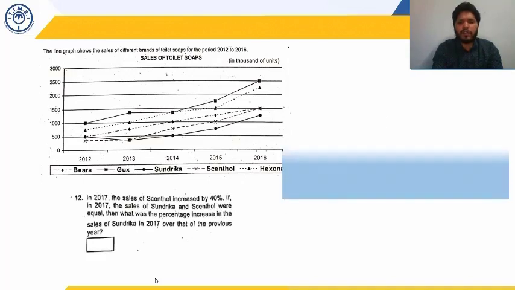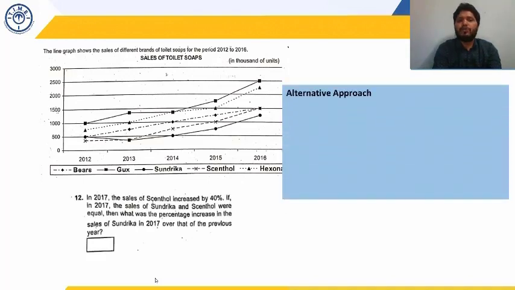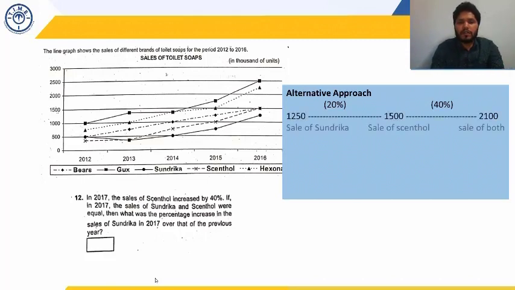So let's look for an alternate approach to solve this question. Can we solve this question by some other approach also? Yes, we can do it. So just try to solve this question by one more approach. So which is this approach? Just see the data. Okay. So the sales of Sundrika is given in 2016. It is 1250. From the chart we can see this.